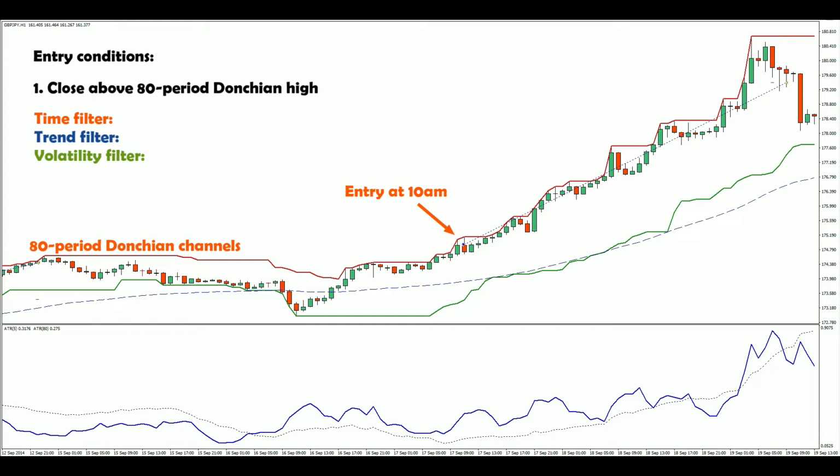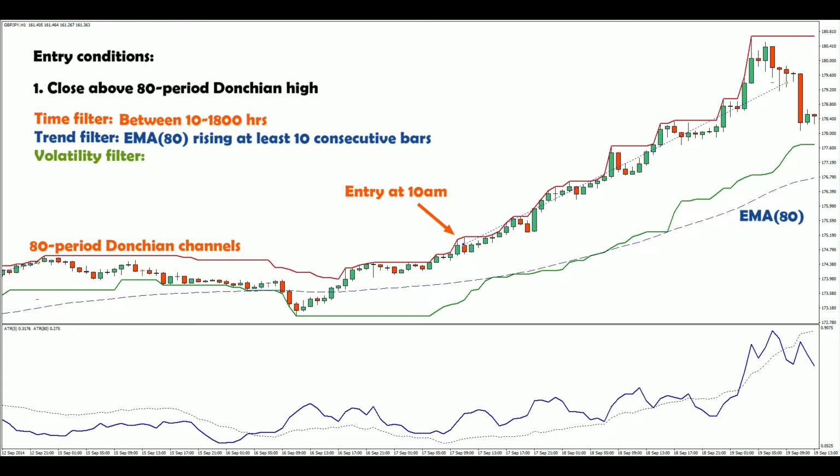For the time filter, I will only trade during the London session. For the trend filter, I want the 80-period EMA to be rising for at least 10 consecutive bars. Like swimming with the tide, trading in the direction of the long-term trend will improve win rate.